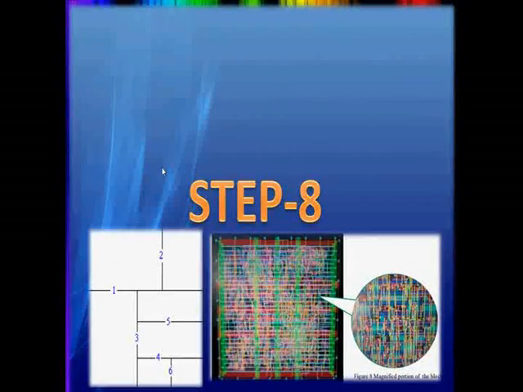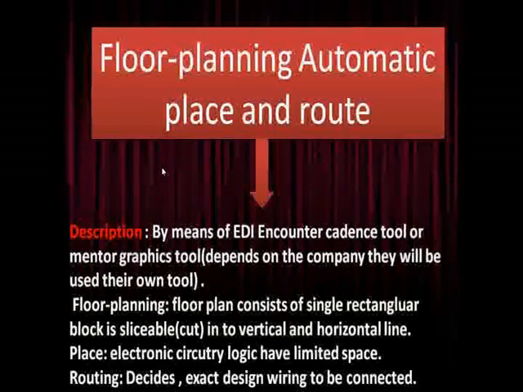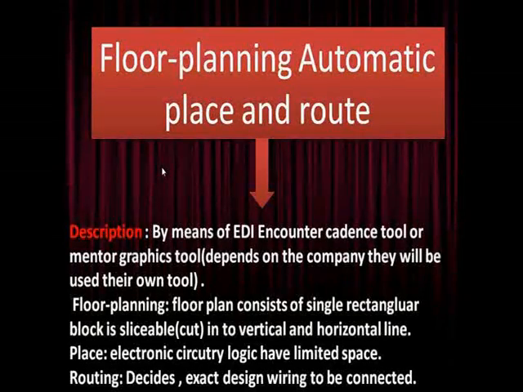Step 8. Floor planning, automatic place and route. All of these terms come from physical design. Physical design is also known as semi-custom design. In physical design, it is divided into floor planning, placing, and routing. Floor planning means you have a circuit that is sliceable, that means cut into vertical and horizontal lines. Placing means whether the digital circuit you are taking fits within the limited size or not, and the routing has to be designed. It is the exact design of the wiring to be connected.